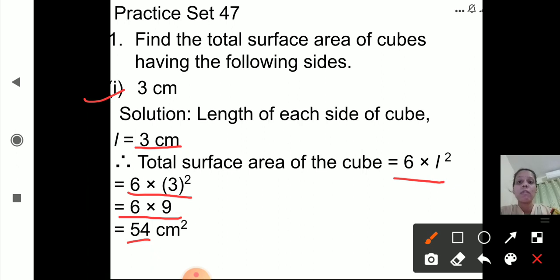Okay. Side of the cube is given. We will find out total surface area of cube. So the formula is 6 into L square. 6 multiplied by side square. So 6 multiplied by side is 3. So 3 square. 3 square is 9. So 6 9s are 54. So the answer is 54 centimeter square. Okay. So the total surface area is 54 centimeter square. Okay. Now we'll start with the next sum.